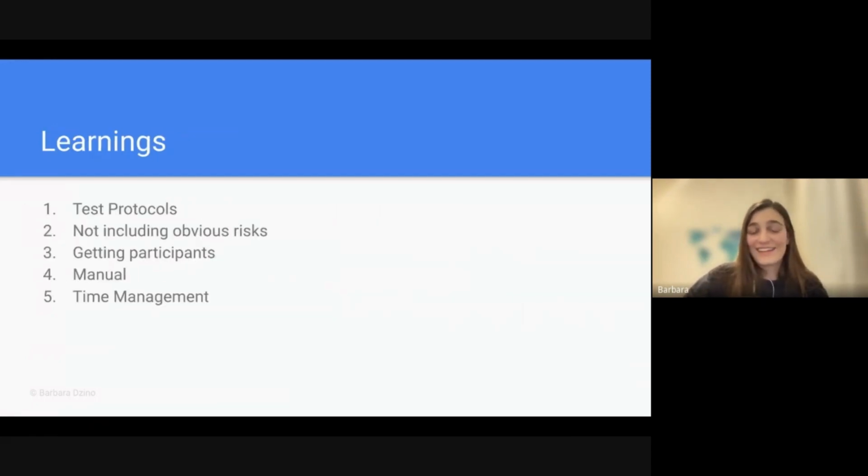Right, so here are my top 5 learnings. First of all, concerns the test protocols. Second one is not including obvious risks. Third is about getting participants in general. The fourth is about the manual, and the fifth is about time management.